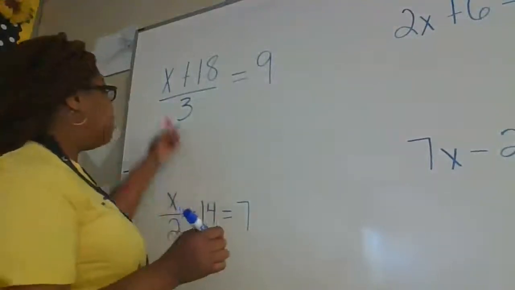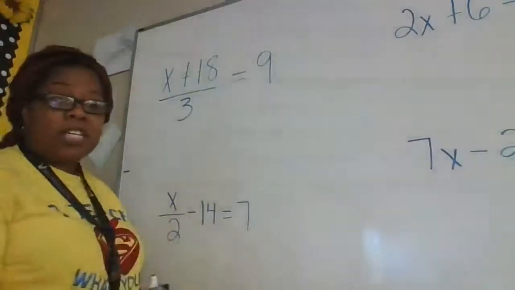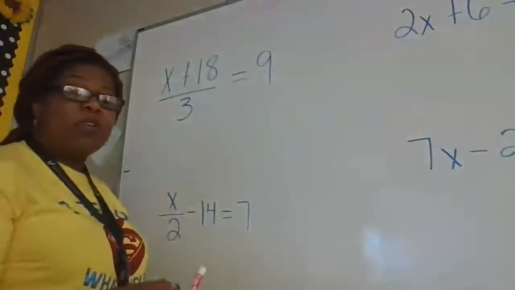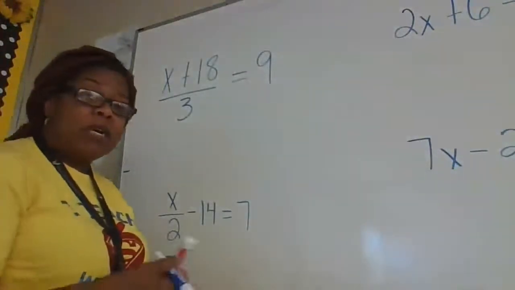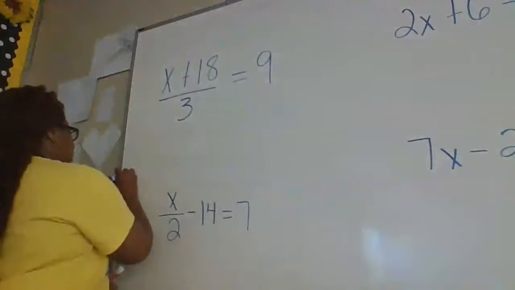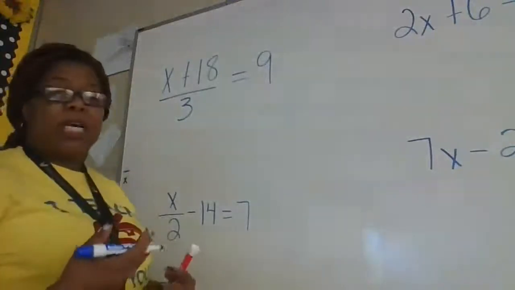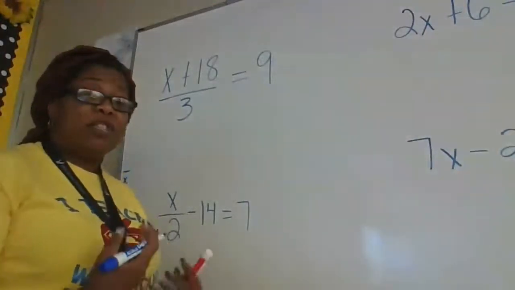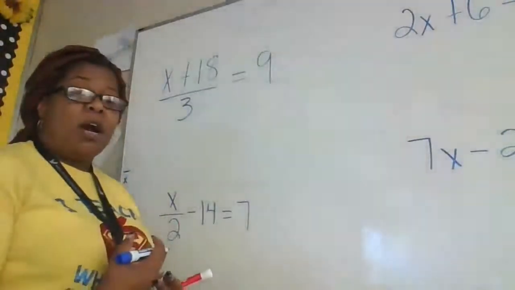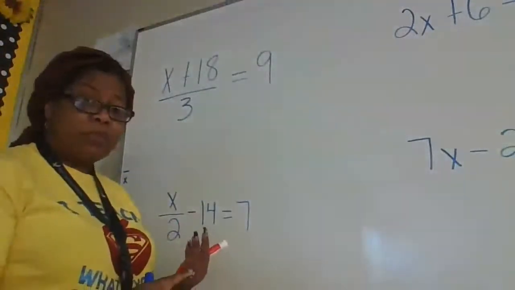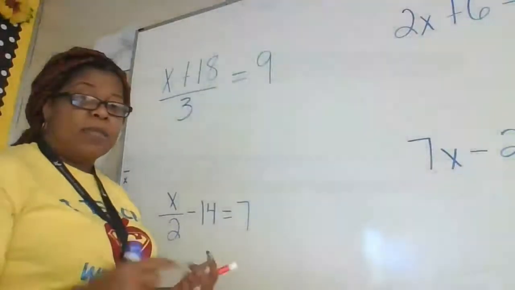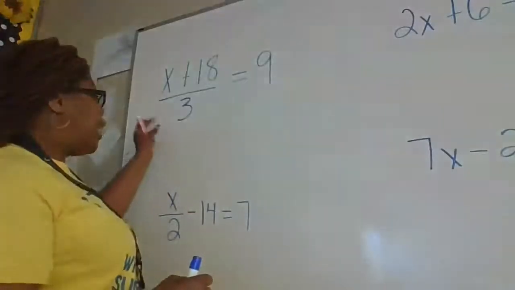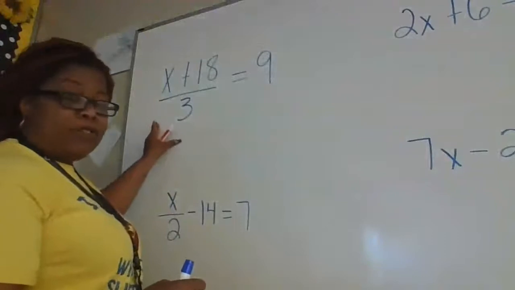And then I have divided by 3. That's division. So divided by 3, that means I'm going to have to use the opposite of division, which is multiplication. So I'm just going to indicate that over there. So the two operations that I'm going to use to solve this equation are subtraction and multiplication. Now, when I see this setup, I see a fraction.